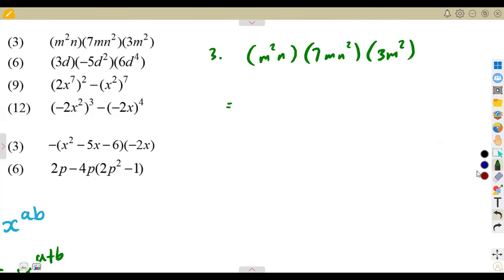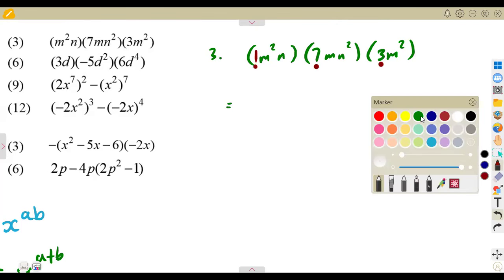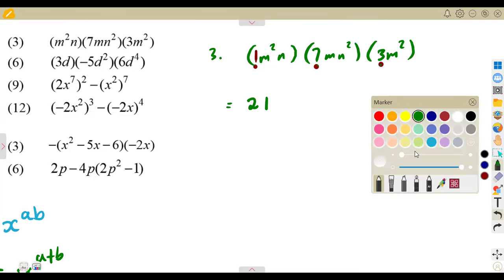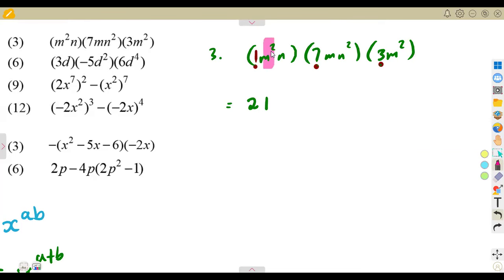If we are to expand here by multiplication, we're going to multiply the numbers together. That is 1 times 7 times 3. The numbers will be multiplied together. So 1 times 7, that is a 7. 7 times 3, which is 21. Then the part of m is affected on its own. So there is m squared, there is an m, there is also m squared there.